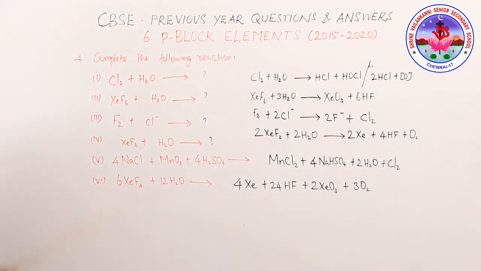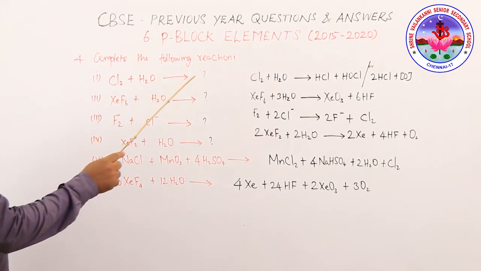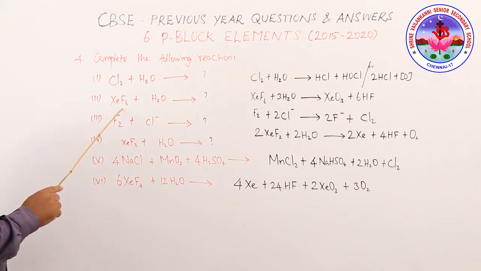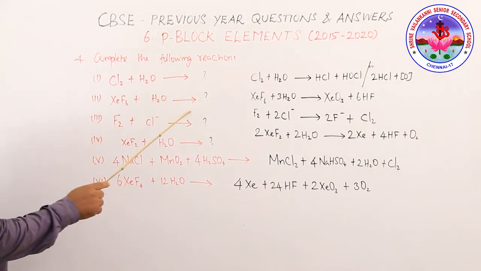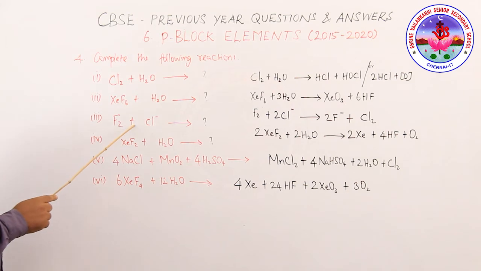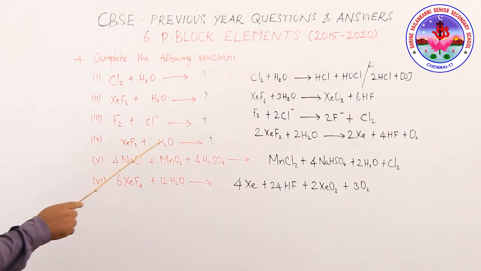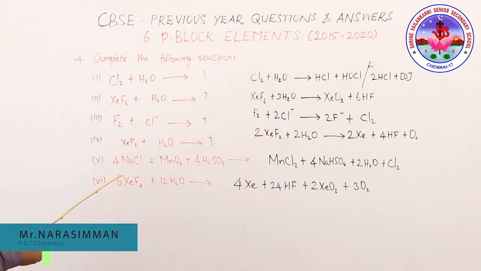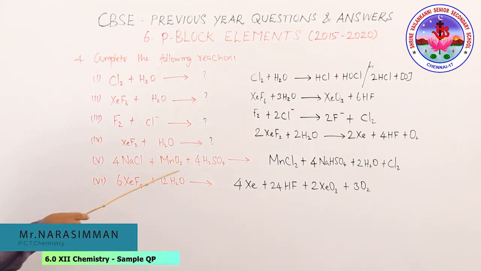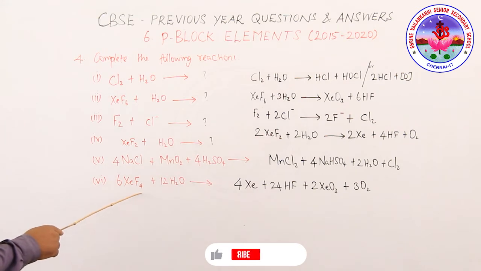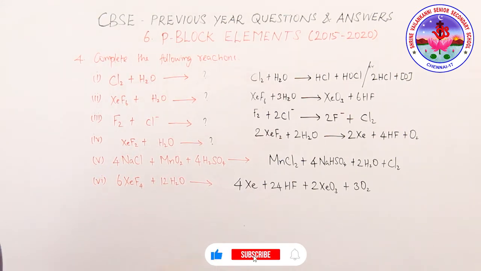The next question is complete the following reaction. The first question, chlorine reacts with water to give what? Second, xenon hexafluoride reacts with water to give what? Third, fluorine reacts with chloride ion to give what? Xenon difluoride reacts with water to give what? Then sodium chloride reacts with manganese dioxide and sulfuric acid to give what? Xenon tetrafluoride reacts with water to give what?